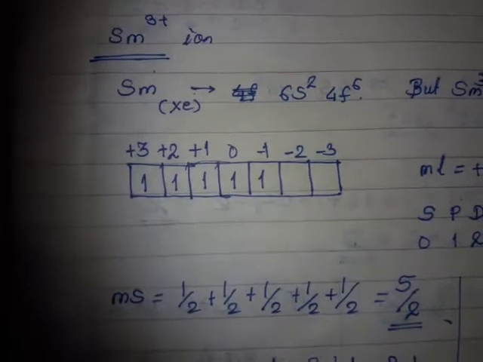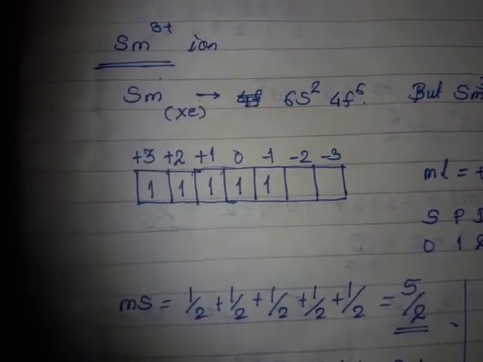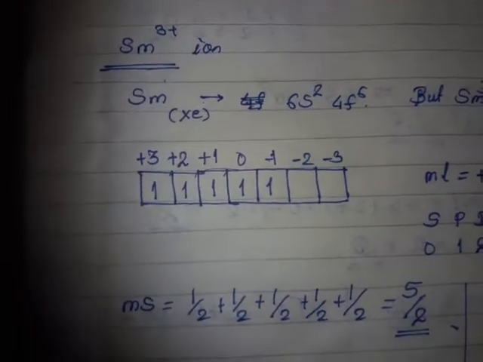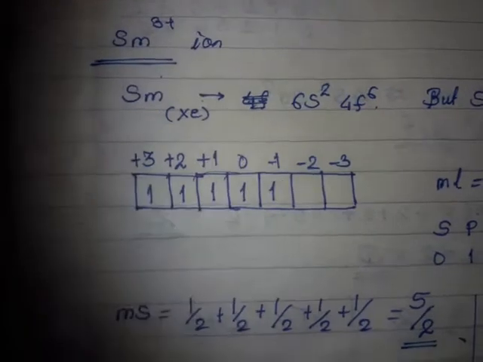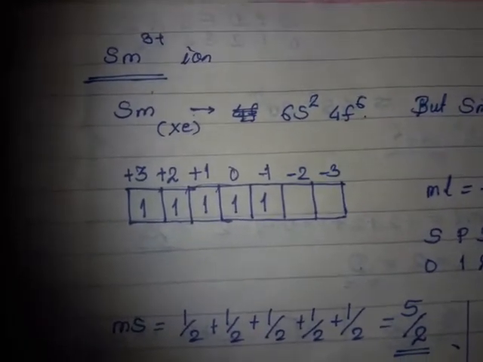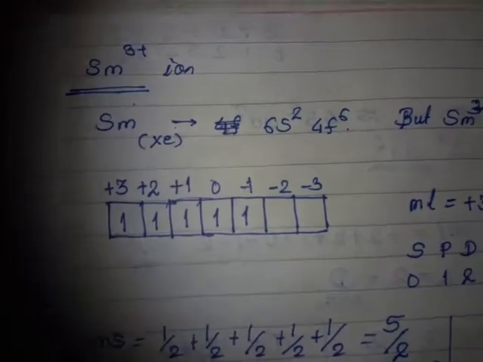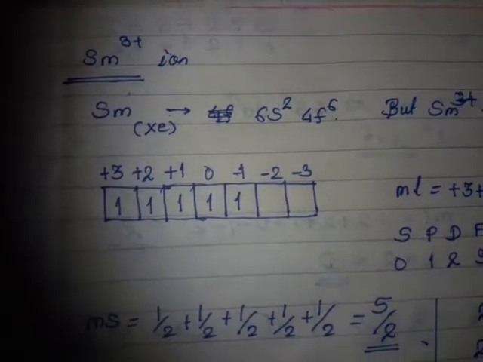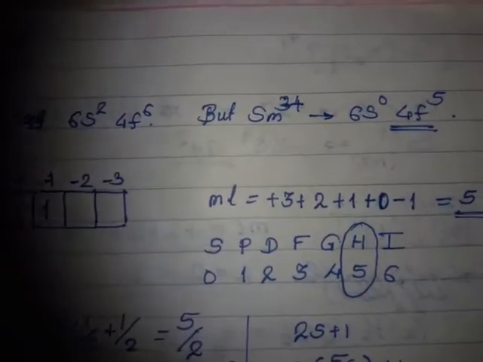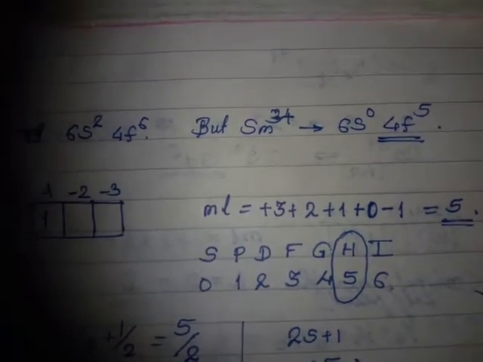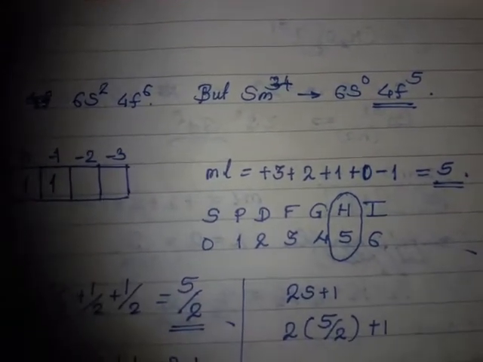So today's topic is again Russell-Saunders terms, or RS terms. In this case, the samarium 3+ ion is there. The electronic configuration of samarium is up to xenon, and after xenon it is 6s2 4f6, but when it is in the Sm3+ ion, the electronic configuration is 6s0 and 4f5.